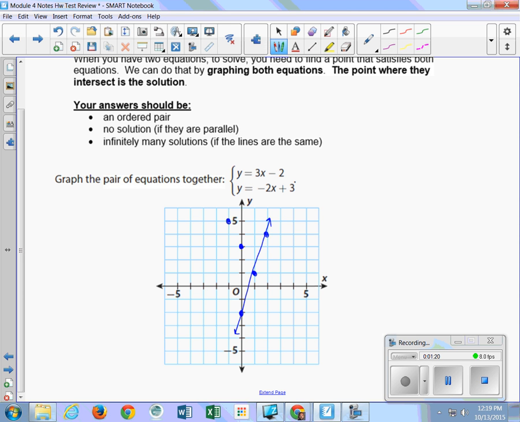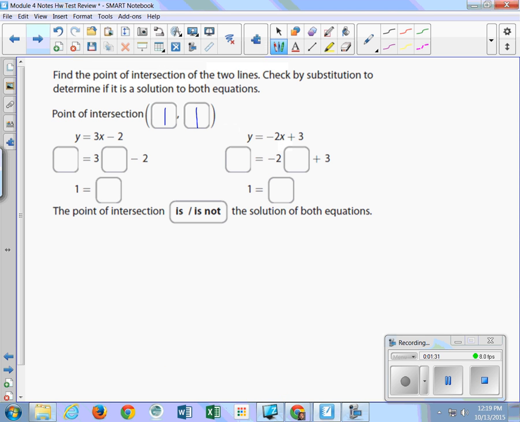So there's my 3 lines, or 3 points. This is my point of intersection, which is at 1, 1. Now if I put in 1 for my x and 1 for my y, I can check the solution. 3 times 1 is 3. 3 minus 2 is 1. Put 1 and 1 there, that's for x and y. -2 times 1 is -2. -2 plus 3 is 1. So those are both true. So the point of intersection is the solution to both equations.